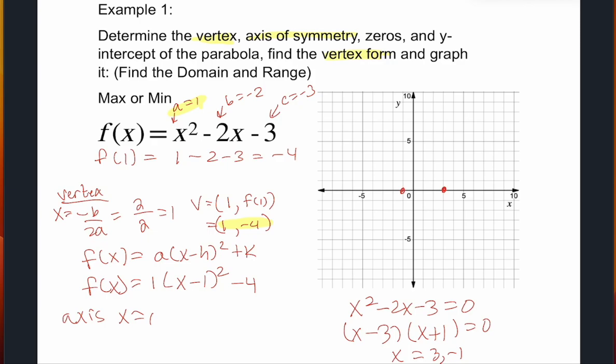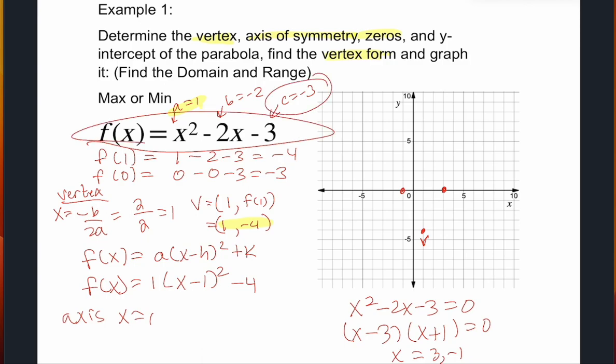Now let's put our vertex on the graph. Our vertex we found at 1, negative 4. So at 1, we're down at negative 4. And let's label it with a V. So we now have the zeros. We haven't found the y-intercept, but that's easy. We're just going to plug in 0. That's going to be 0 minus 0 minus 3. It actually always ends up being your C value when it is in general form. It's just that C value. So it's 0, negative 3. We can put that on the graph.